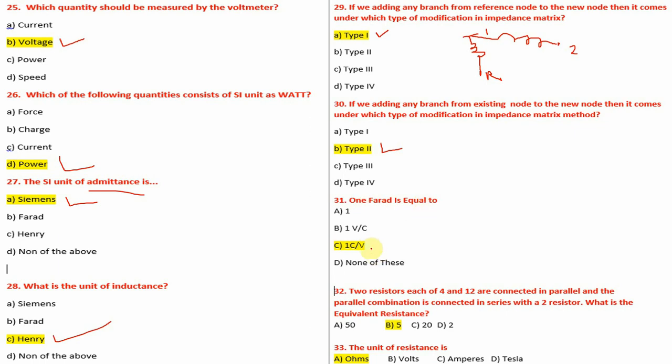1 farad is equal to 1 coulomb per volt. Two resistances, each of 4 and 12 ohms, are connected in parallel, and then the parallel combination is connected in series with a 2 ohm resistor. So what is the equivalent resistance, right? If you apply the formula for R series and R parallel, then the answer in that case will be Y. Now the unit of resistance is ohm.